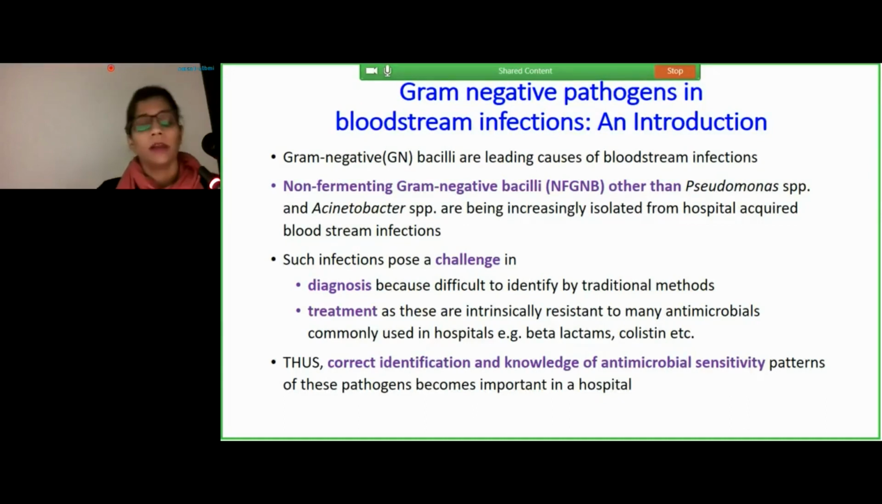These infections are increasingly being isolated, and they pose a challenge in both diagnosis and treatment. Why diagnosis? Because they are very difficult to identify by routine biochemical or traditional methods, so we need MALDI-TOF for confirmation, which we have in our lab. They also pose a challenge in treatment, because these non-fermenting gram-negative bacteria are intrinsically resistant to many common antimicrobials, for example beta-lactams, colistin, and even carbapenems. So correct identification and knowledge of the antimicrobial sensitivity patterns of these pathogens is important in a hospital to decide upon empirical therapy and what not to give.